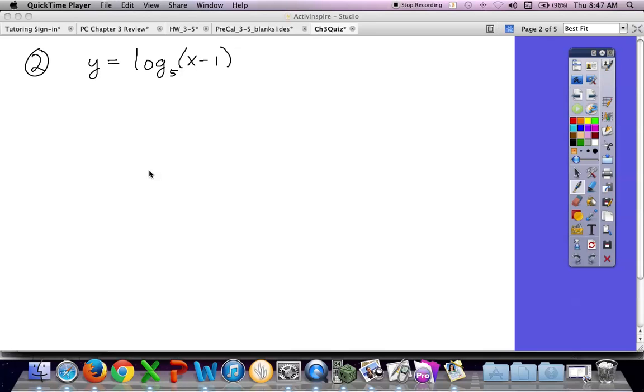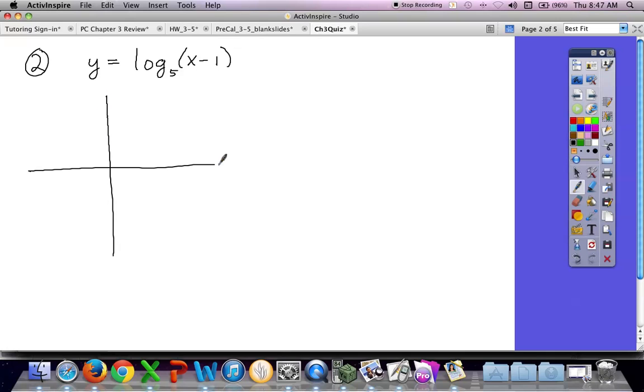Okay, if we were doing the basic logarithm graph, we know that it's the flip across the line y equals x of the exponential graph because they're inverses. Right? So the graph looks like this. The asymptote is here. It has an x-intercept of 1, and the shape of the graph is like that.